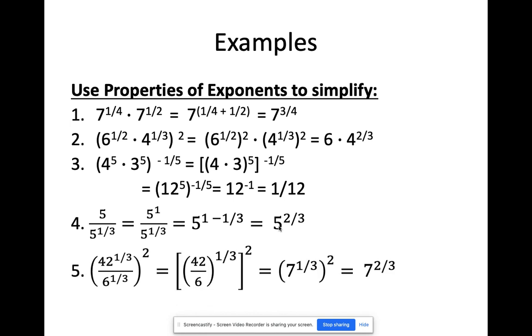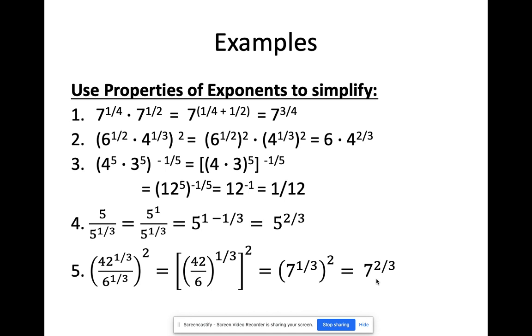And then the last one, again, that's going to be 42 raised to the 1/3 divided by 6 raised to the 1/3, squared. Now they have the same 1/3, so I can take that out. And then I simplify what is 42 divided by 6. That gives me 7 right there. So it's 7 to the 1/3 raised to the second power. Just multiply 1/3 times 2. That gives me 7 to the 2/3. So this is just illustrations.